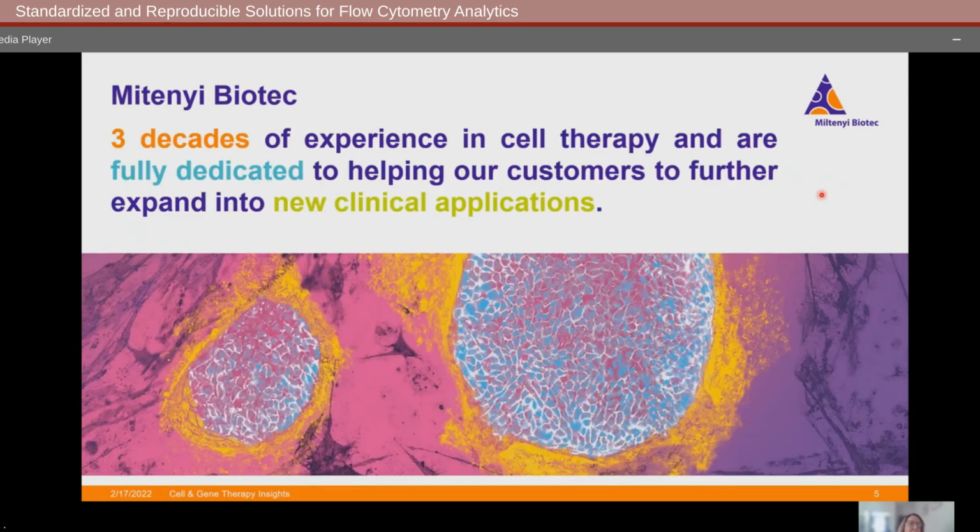At Miltenyi, we have 3 decades of experience in cell therapy. We're very much dedicated to expanding our reach to new patients and innovating on those solutions that we provide to benefit researchers who are creating those next-gen therapies, especially for new clinical applications as well.